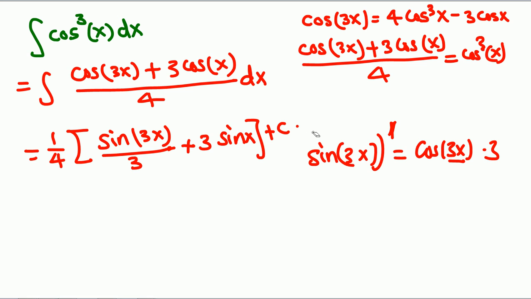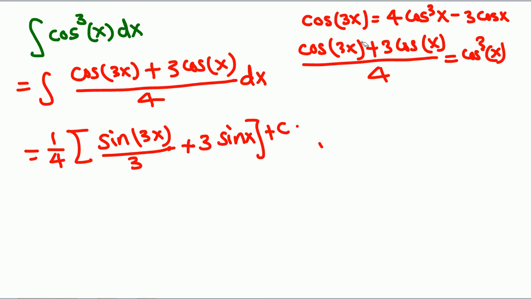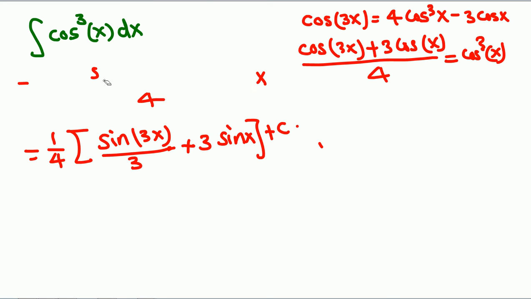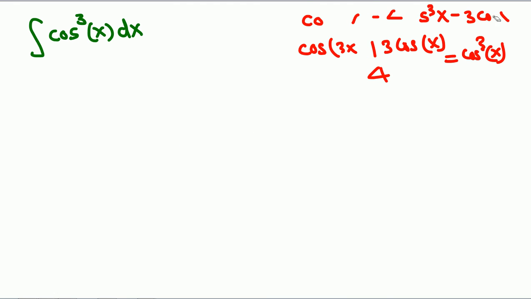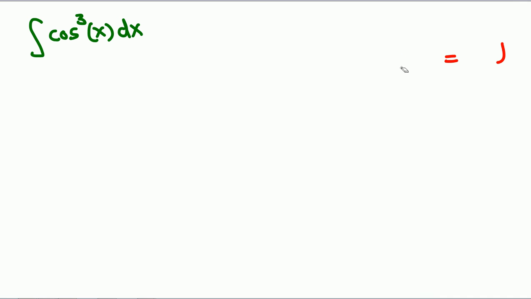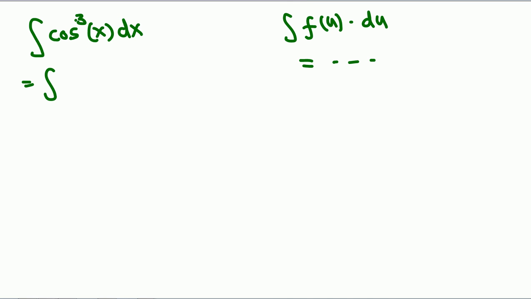This is a good answer, but the problem here is you have to memorize this one. So this is not convenient, so we want to go for a slightly more convenient method, where we use u substitution. We want to write this as a product, some function of u and its derivative du, and we find the antiderivative. So let's write cosine cube x as cosine square x times cosine x dx.